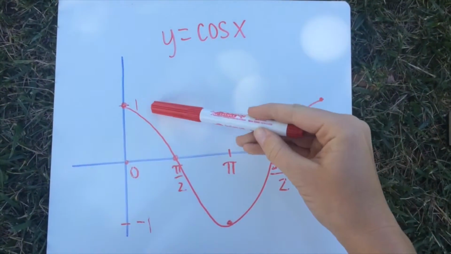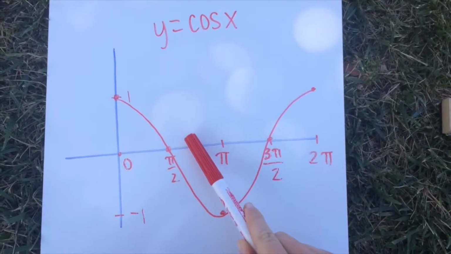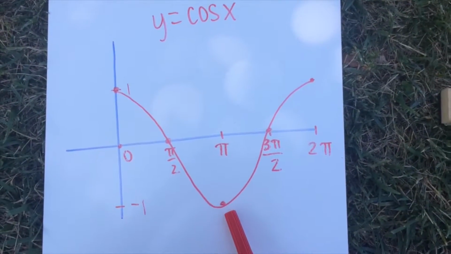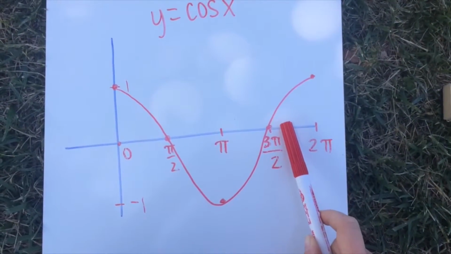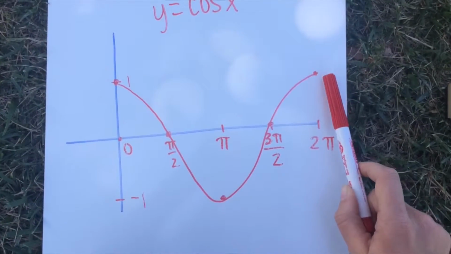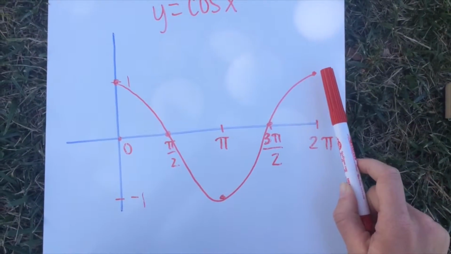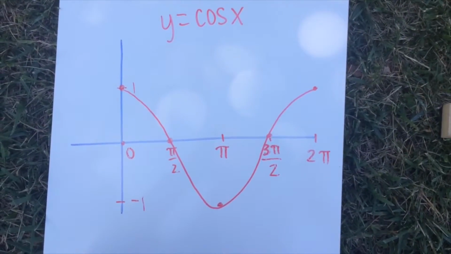When radians is 0, cosine is 1. When radians is at pi over 2, cosine is 0. When radians are at pi, then cosine is negative 1. When radians are at 3 pi over 2, cosine is 0. And then when you get to 2 pi, you make one full period, and that is when cosine equals 1. Here is your basic y equals cosine x graph.